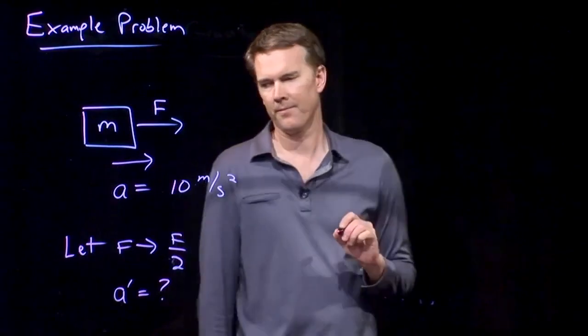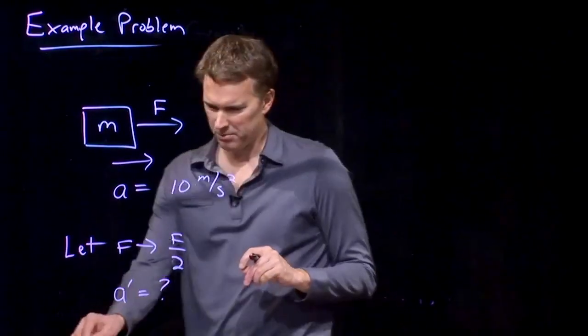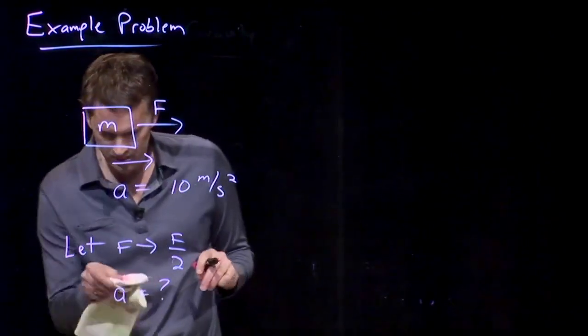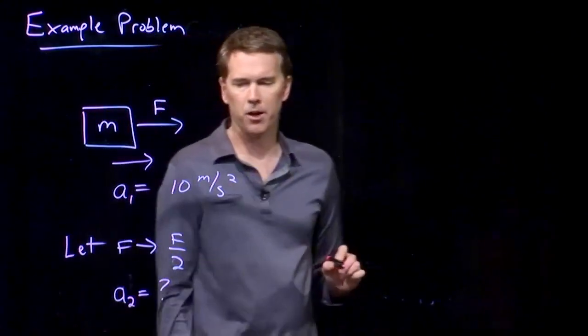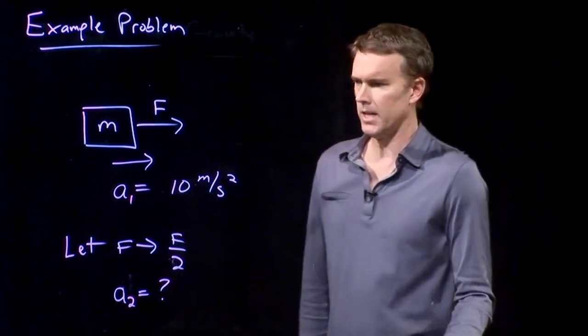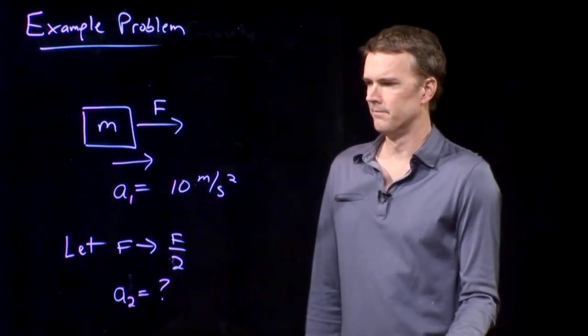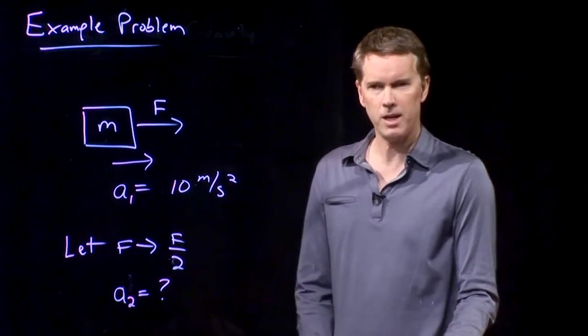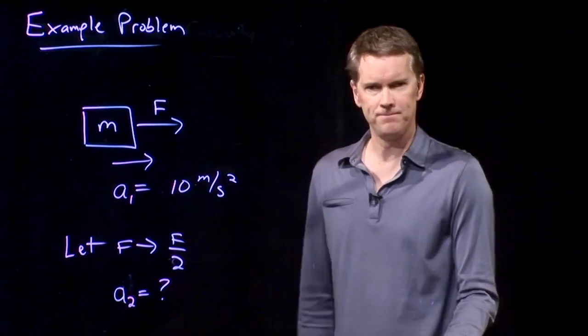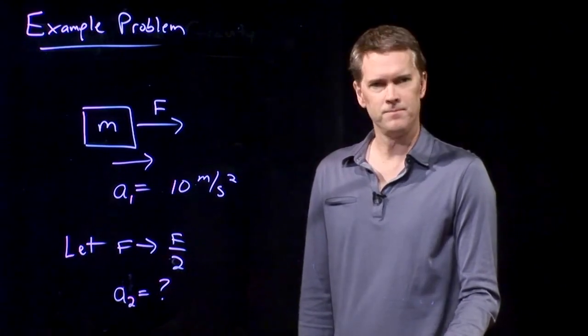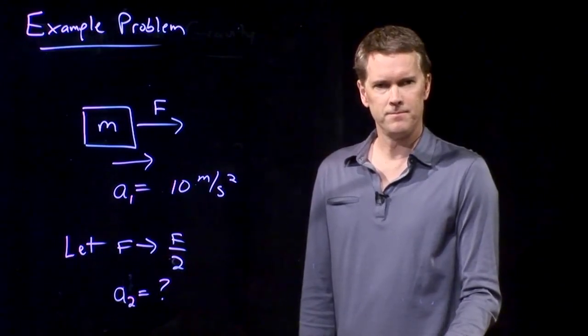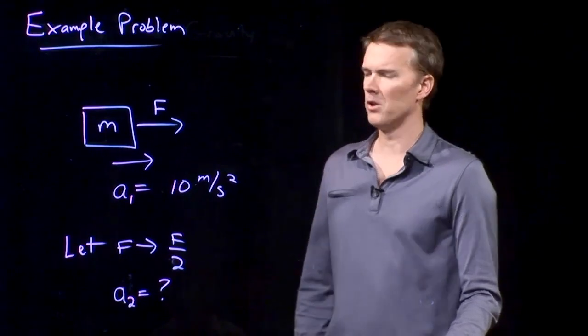Okay. And people don't like these primes very much because they think it means derivatives. So let's do this. We'll say the first acceleration is that, and we're going to calculate the second acceleration, A2. So, what do you guys think? Let's take a guess. Anybody have a guess what the answer should be? Yeah, Ian? 20. Okay. Why do you think it should be 20?